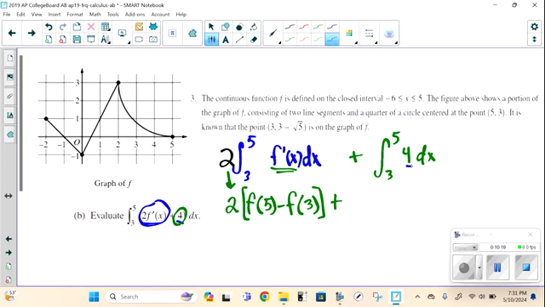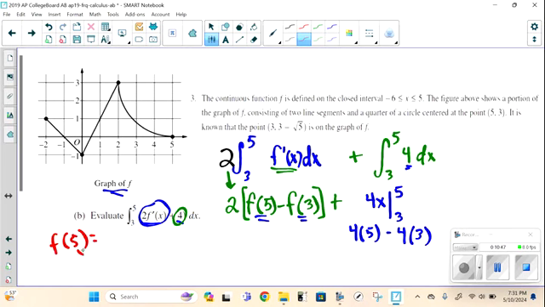When I integrate 4, that gives me 4x. And I want that from 3 to 5, which means I put my top bound in and I subtract my bottom bound. This isn't too bad yet. Let's go to our graph of f and see what these things are. When x is 5, remember, these are just coordinates. What's the y right here? The y is 0. So f of 5 is 0.